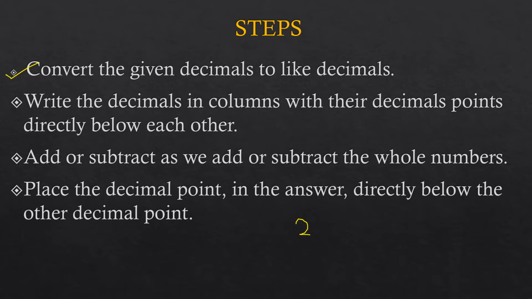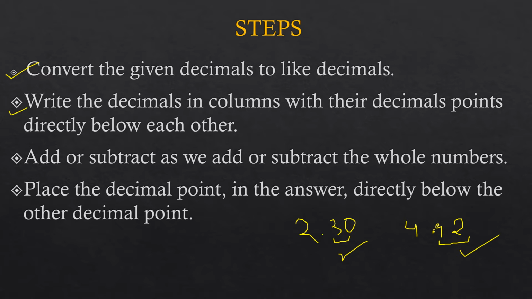Suppose we have two decimals, 2.3 and 4.92. Now you can see both decimals are not like decimals. This decimal has only one decimal place and this decimal number has two decimal places. So these are not like decimals, so we will convert them into like decimals. How? This one has two decimal places but this one has one decimal place, so we can insert one zero here. Now both are like decimals. Okay, first step is done.